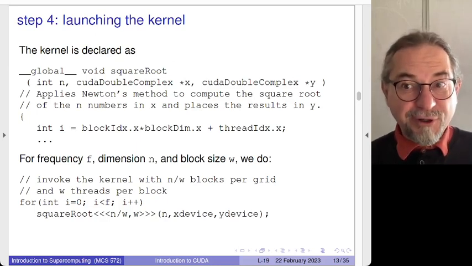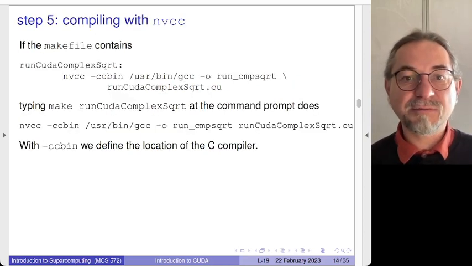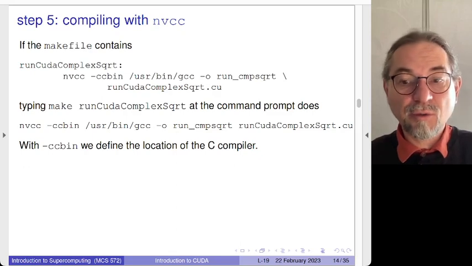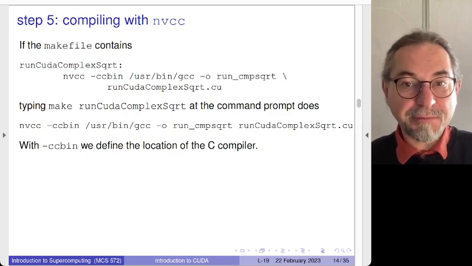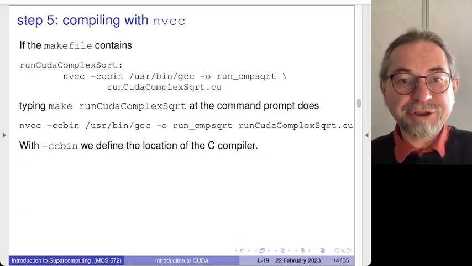Okay, step 4 already. We are actually almost there. Step 5 is the compilation with the NVIDIA C++ compiler. So we can specify which compiler should be used.